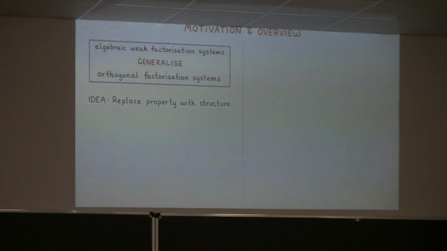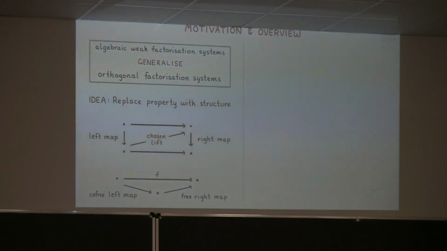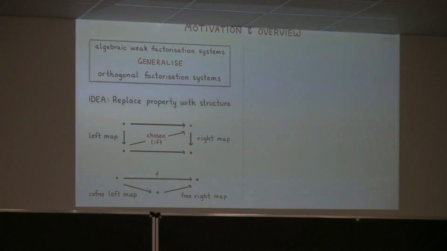The idea is that algebraic factorisation systems generalise factorisation systems. The way in which they do this is by replacing property with structure. So if we have a square in our category, with this algebraic factorisation system, and we have a left map and a right map, then instead of asking for the existence of a unique lift of the left map against the right map, we ask for a specified chosen lift, making these two smaller triangles commute. And also, because it's a factorisation system, we ask that every morphism in our category factors as a left map and a right map. And so, rather than these left and right classes of maps being morphisms with a certain property, we ask that they're morphisms with a certain additional structure.